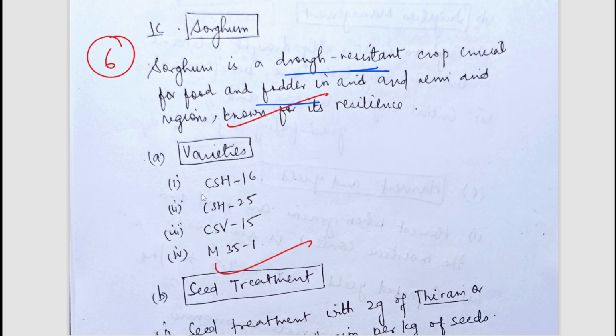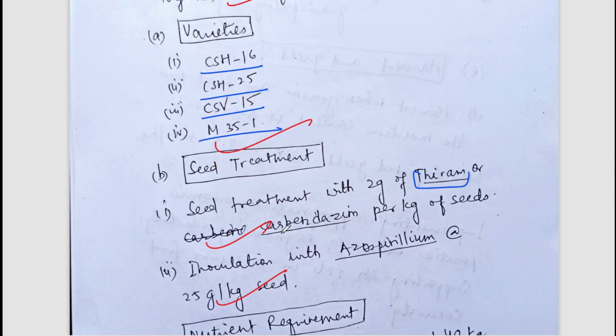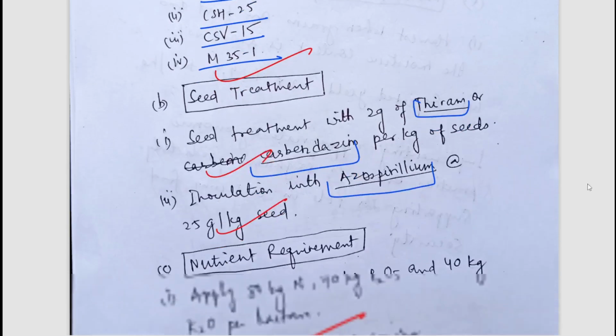Varieties have been mentioned: CSH16, CSH25, CSB15, M35. In seed treatment, again you will be able to see thiram, carbendazim. So that is what I was trying to say, that highlight those common points and write them separately so that it could be easy for you to remember things and easy for you to approach the answer.